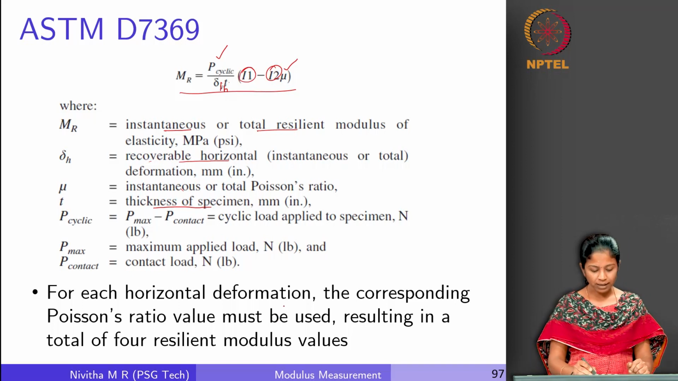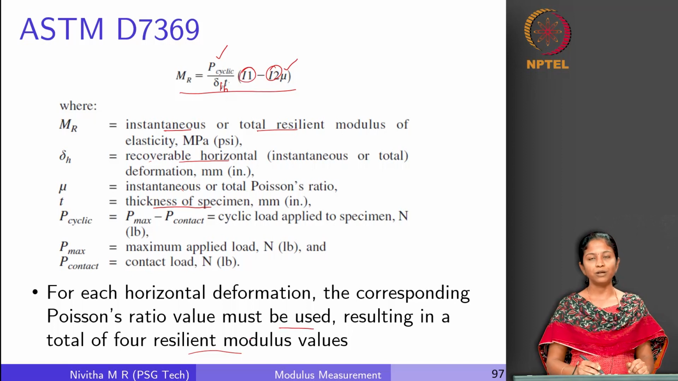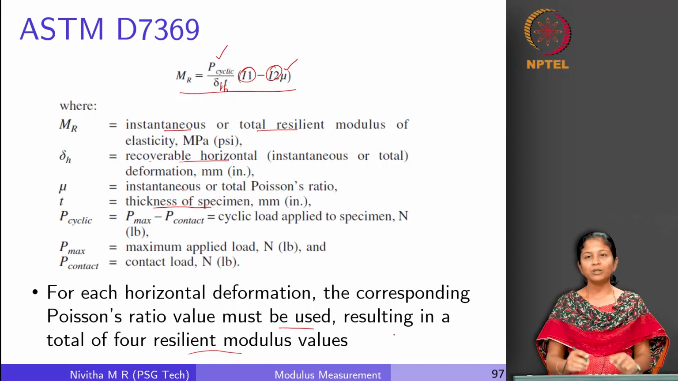So, for each horizontal deformation, the corresponding Poisson's ratio value should be used. So, we have again 4 resilient modulus values for a given specimen. So, this is the procedure for computation of resilient modulus.